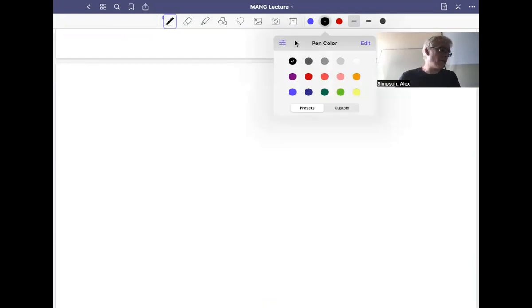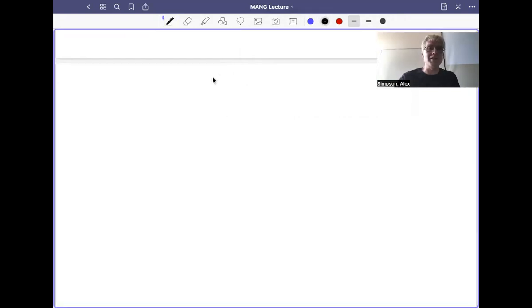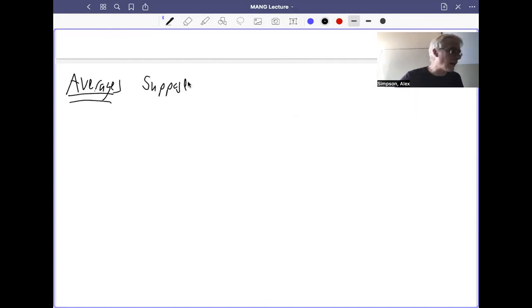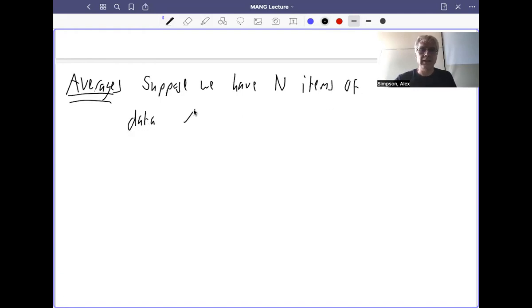And you might remember from school that there are essentially three main averages that are considered. So averages. So suppose we have n items of data. So n is some natural number. Let's call them x1 up to x sub n. Statisticians often use capital letters here, so I am.